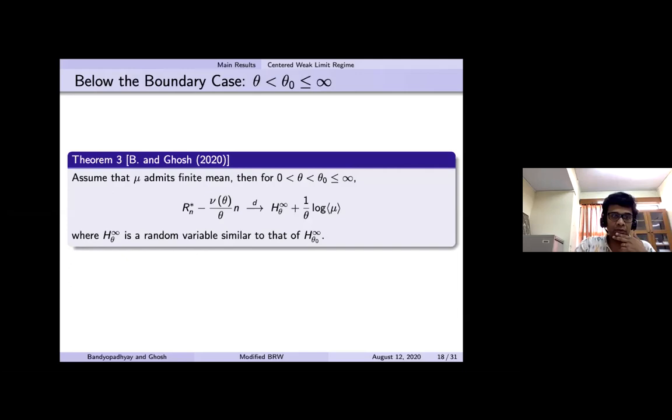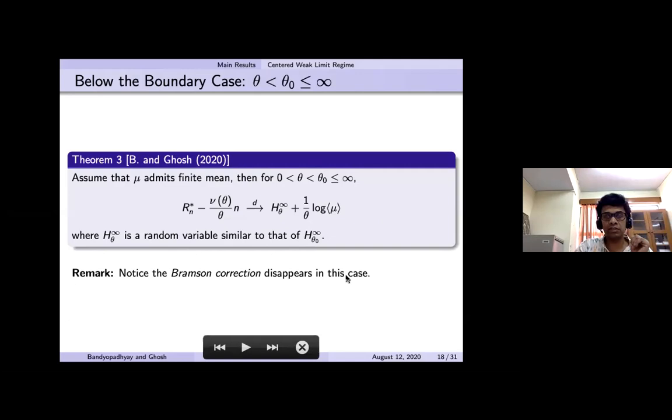Now in the below the boundary case, when theta is strictly less than theta naught, where theta naught is allowed to take the value infinity, we get a centered weak limit where the centering is only the linear term, so there is no Bramson correction. The Bramson correction disappears. It is very interesting. The limit is similar. It's also a randomly shifted Gumbel distribution, and there is a constant shift as well, which comes from the log of the mean. This is for the below the boundary case.